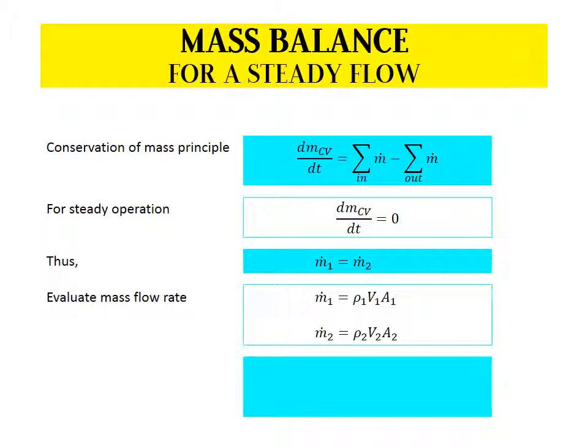So let's continue by evaluating the mass flow rate at each station. Mass flow is equal to rho V A. We can write this for both station 1 and station 2. Thus, rho1 V1 A1 is equal to rho2 V2 A2.